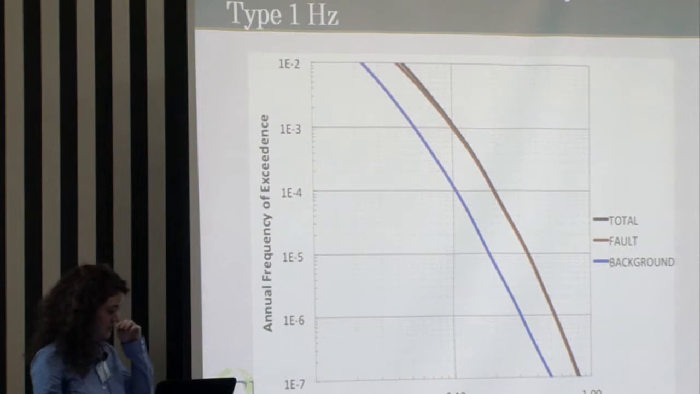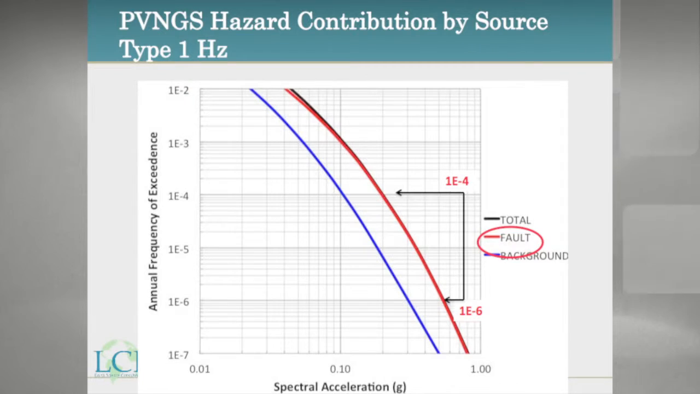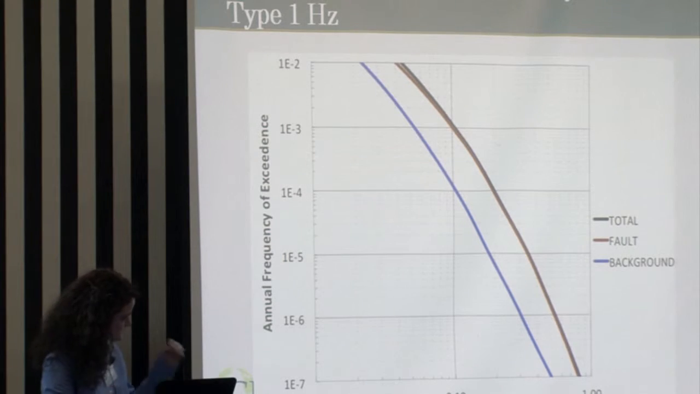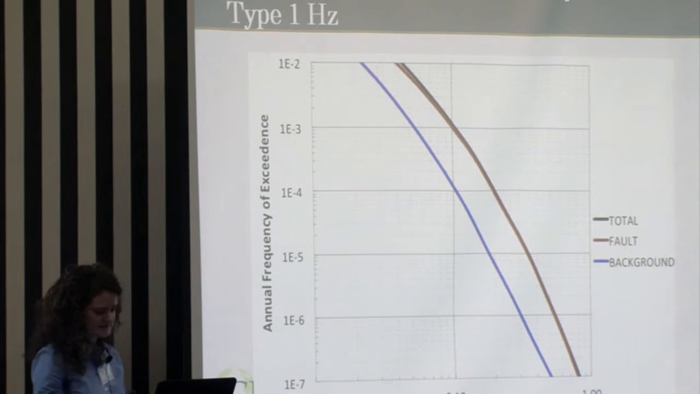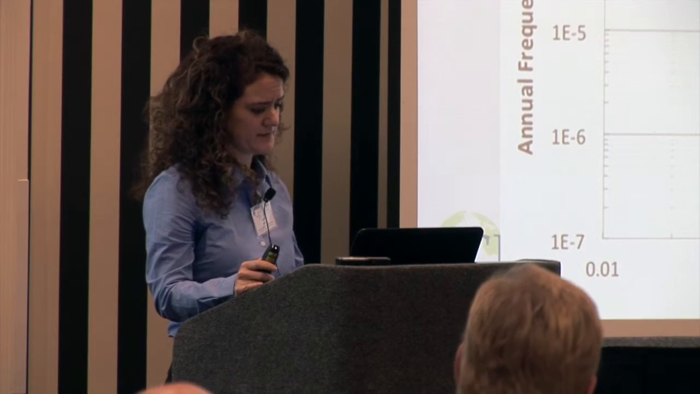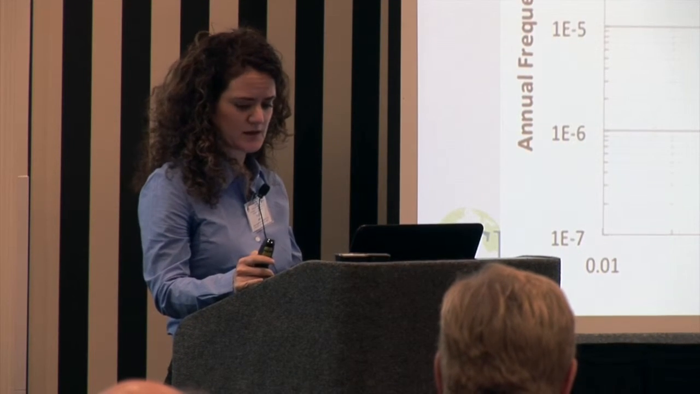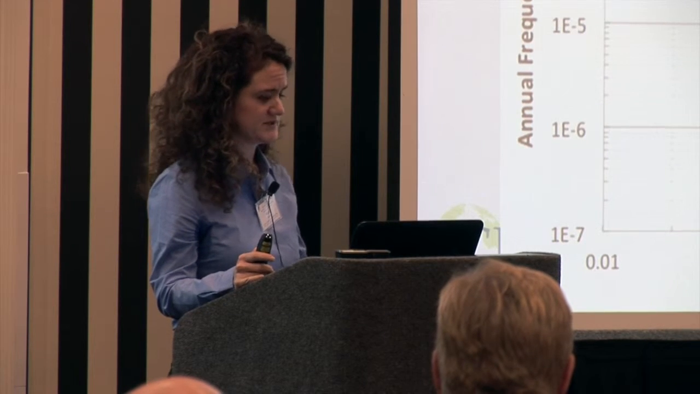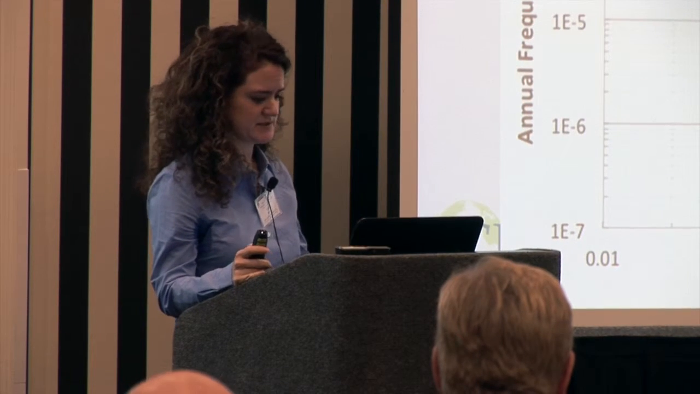Moving on to now 1 hertz, here is a similar hazard plot where the black line again is the total for 1 hertz, and the red is the contributions from the faults, and the blue is the contributions from the background sources. So you can see here that at 10 to the minus 4 and 10 to the minus 6, it's primarily the faults who are contributing. And hence, I'm not going to show my results for 10 to the minus 6 because they're very similar to 10 to the minus 4.